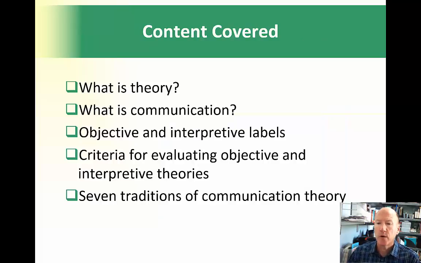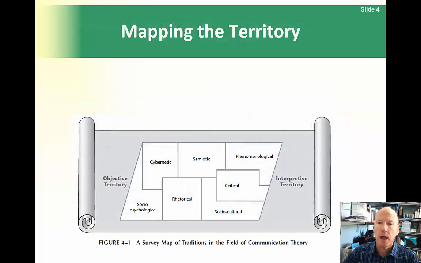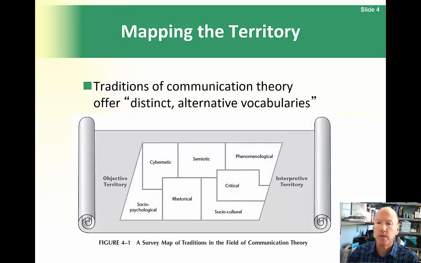Then in Chapter 4 of this module, we'll talk about the 7 different traditions of communication theory. And this is a figure from Chapter 4, and this shows you the 7 different traditions of theory, the cybernetic, semiotic, phenomenological, critical, sociocultural, rhetorical, and socio-psychological, and how those fall into either objective or interpretive territory. So we'll talk more about that or learn more about that in Chapter 4.